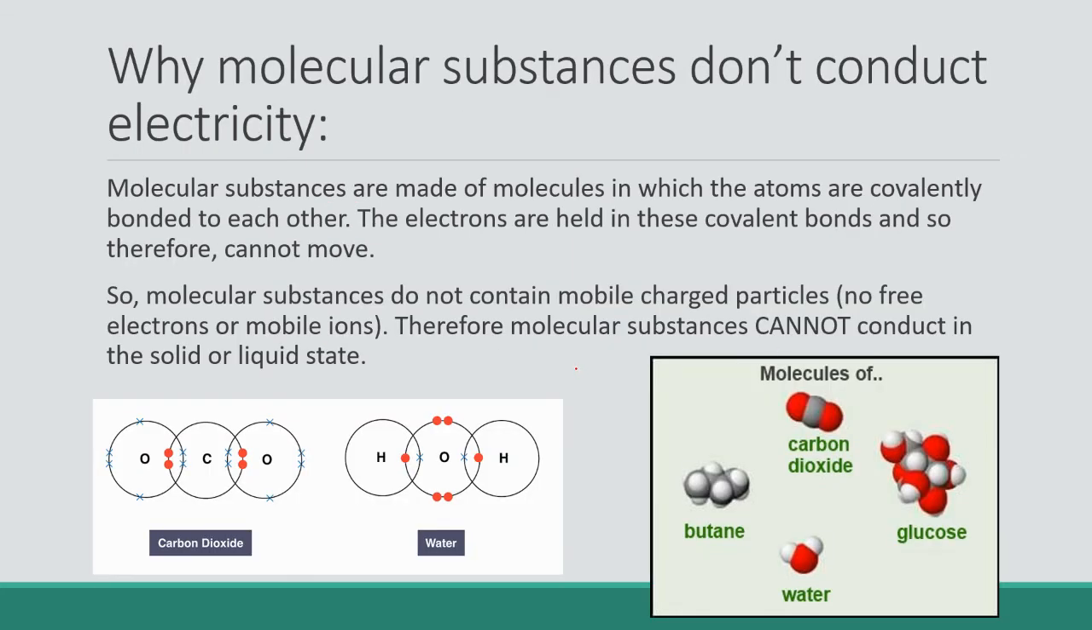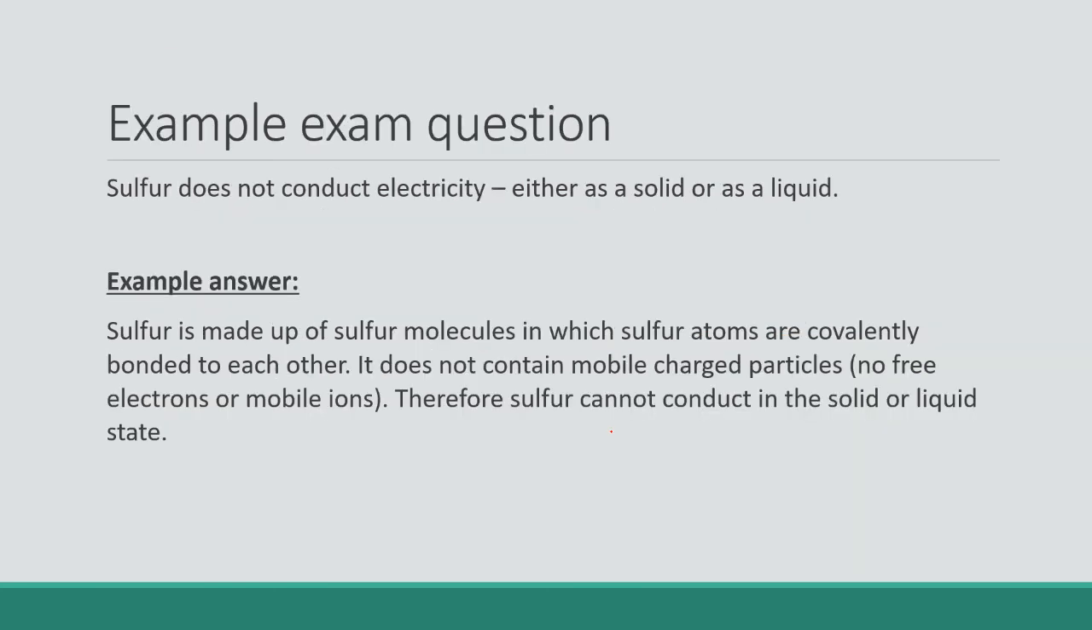Okay, these molecules, they don't conduct electricity, because to conduct electricity, you need free or mobile charged particles. That's either electrons or ions. And in this case, all the electrons are held in these covalent bonds, so they can't move around, so that they will not conduct electricity. So you just need to say it does not contain mobile charged particles, no free electrons or mobile ions. Therefore, remember these linking words. Therefore, sulfur cannot conduct electricity.